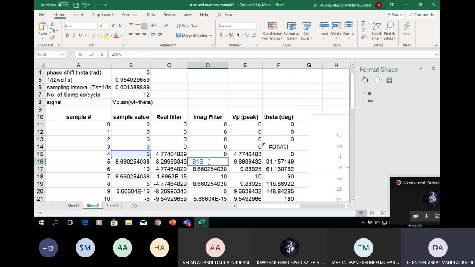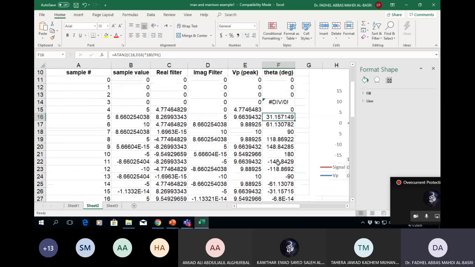The imaginary filter is V naught. V naught is the middle one because this is V plus, V0, and this is V minus. Okay. And so I got the real and the imaginary filter. From here I took the magnitude of this square plus this square under the square root, which gives me V peak. And the angle, the tan inverse of the imaginary part over the real part, and I convert it to degrees by multiplying by 180 over pi.